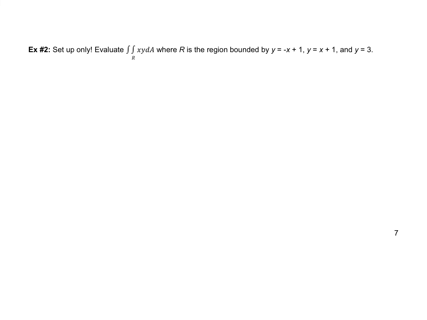Here's this next one. We are going to set it up only, we're not going to evaluate. So evaluate the double integral over the region R, where the region R is bounded by those 3 lines. Now, not a big deal if we use R or D, it doesn't really matter. In this case it used R before it used D. So don't get tripped up on that.